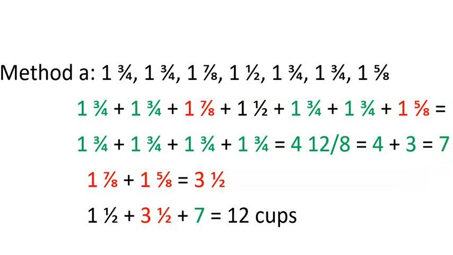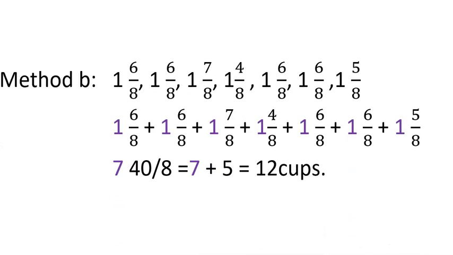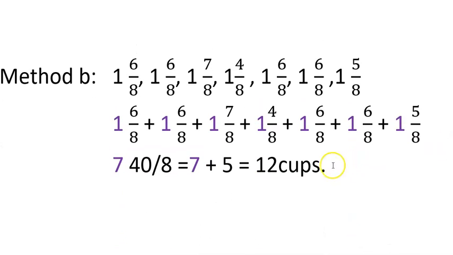I'm not going to spend too much time on the fractions because we should know how to do that by now. The second method is to use the equivalent fractions. I've done that. When you add the whole numbers, you have 7. The numerators give us 40 divided by 8, which is 5. So 7 plus 5 would also be 12 cups.